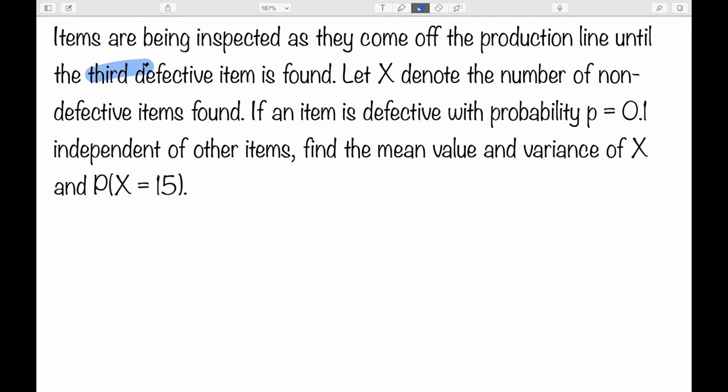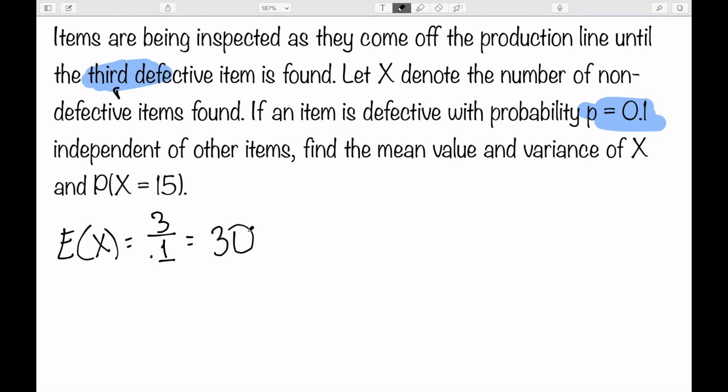In this case, we're looking for the third defective found, so 3 would be my value of r. My p-value is 0.1. So my expected value would be equal to r over p, 3 over 0.1, which is 30. So we should expect to get about 30 items before we find the third defective item. The variance is r times (1 minus p) divided by p squared, and this works out to be 270, so the variance here is 270.